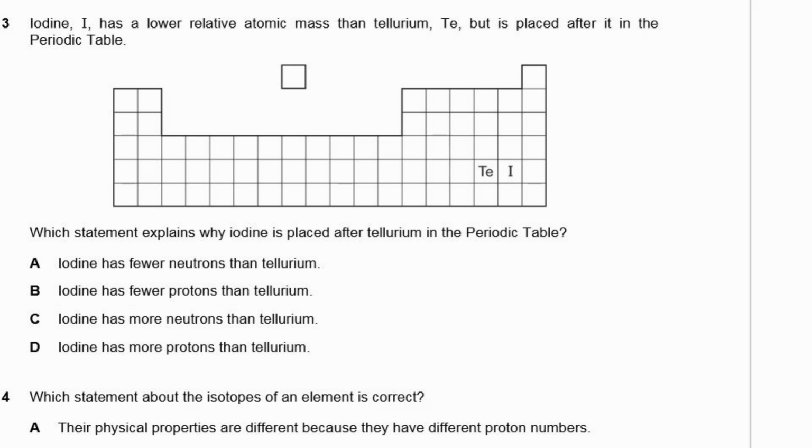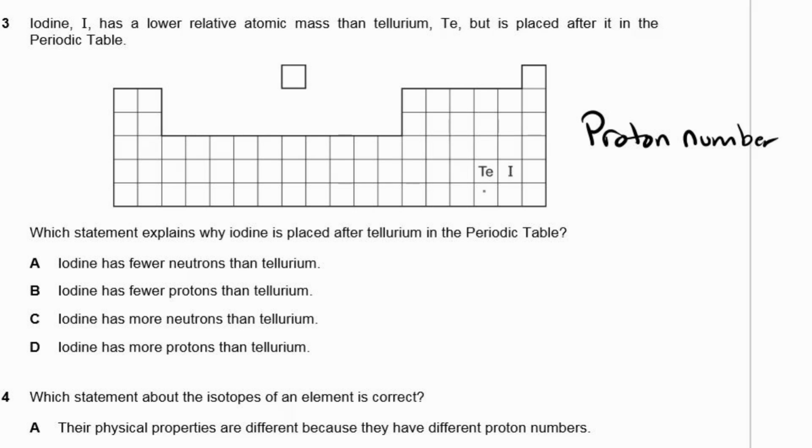Question 3. Iodine, I, has a lower relative atomic mass than tellurium, Te, but is placed after it in the periodic table. Which statement explains why iodine is placed after tellurium in the periodic table? So the options we have are iodine has fewer neutrons than tellurium, iodine has fewer protons than tellurium, iodine has more neutrons than tellurium, and then iodine has more protons than tellurium. Okay, so remember, the periodic table is arranged in order of proton number. That means that there has to be one more proton in iodine than there is in tellurium.